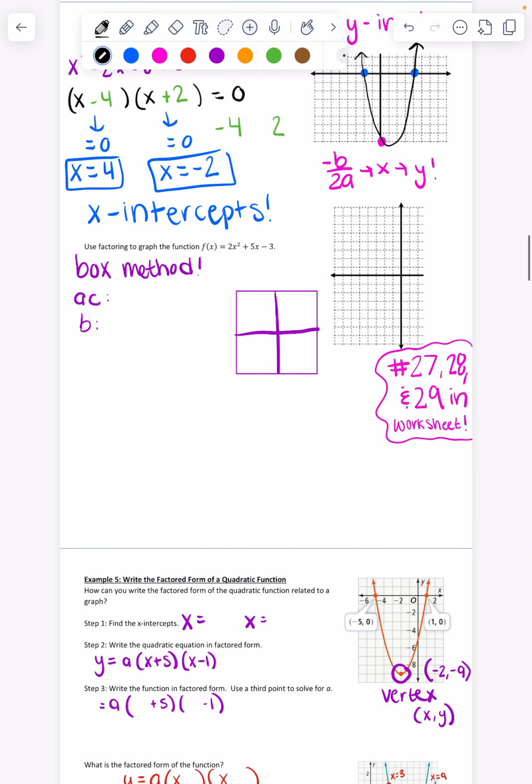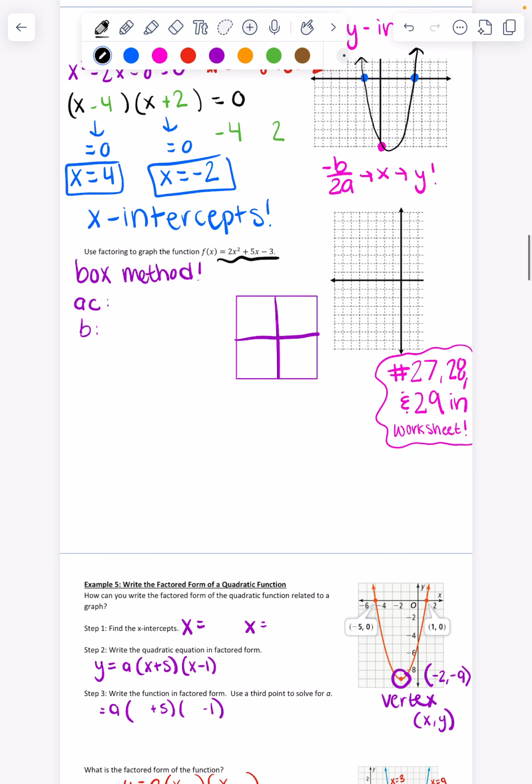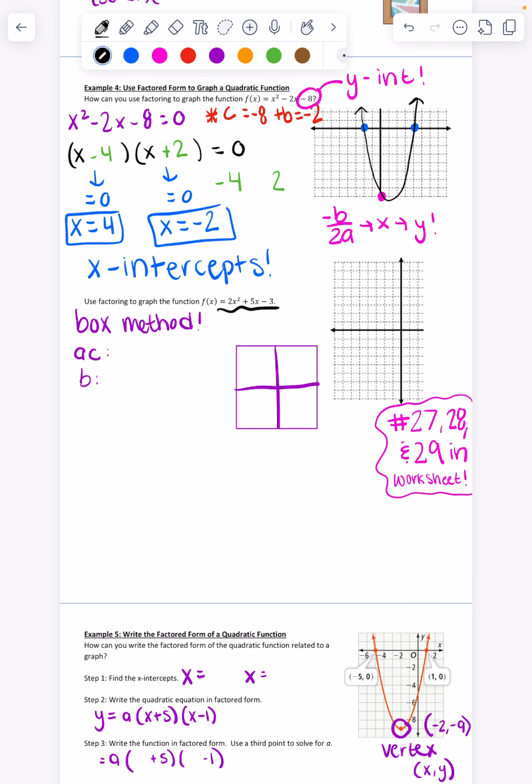All right, let's try one more. The next one says use factoring to graph this function here. Well, I noticed that this is similar to our last function. Everything's on the same side of the equals sign. I think the only difference is this right here. I'm going to highlight it.